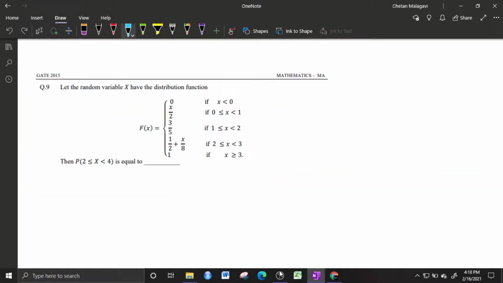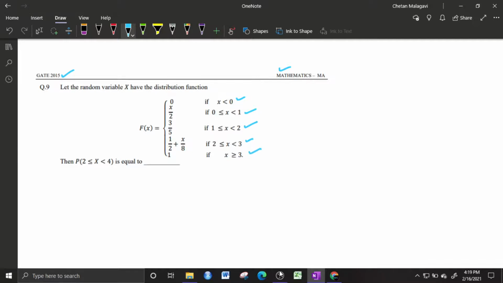Let us look at the next example. This question has been asked in 2015 GATE in the mathematics section. Let the random variable x have the distribution function given by this F of x. It takes the value 0 when x is less than 0, and x by 2 when x lies between 0 and 1, and it carries the value 3 by 5 when x lies between 1 and 2, and it assumes the value 1 by 2 plus x by 8 where x takes values from 2 to 3, and if x is more than 3 then it is 1.